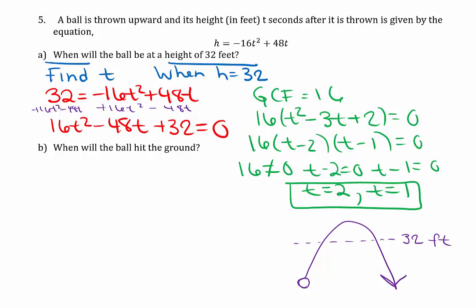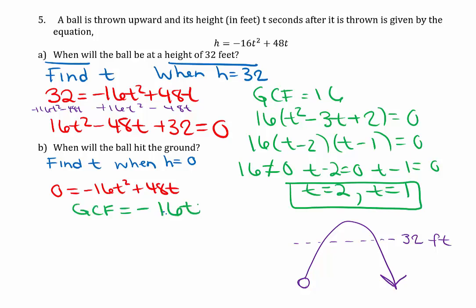All right, last problem. When will the ball hit the ground? They're still asking us to find a time, when, but now we want to know when is the height 0. The ground would have a height of 0. So I plug in 0 for h, and now actually I'm ready to factor. One side equals 0. This problem has a GCF. I can pull out a 16 and a t. I think I'm actually going to pull out a negative 16. It's just nice when that first term is positive. So if I factor out a negative 16t, that changes the signs.